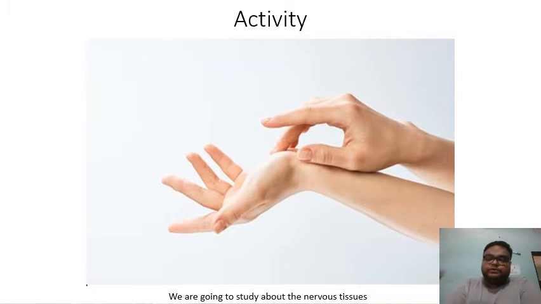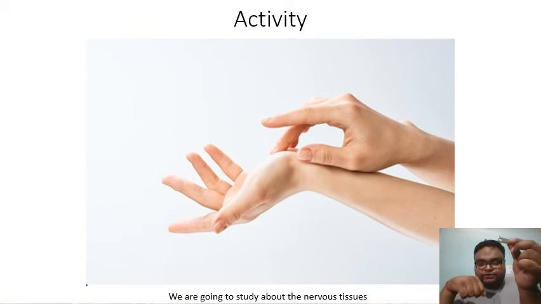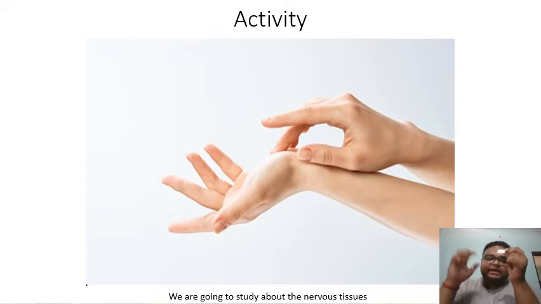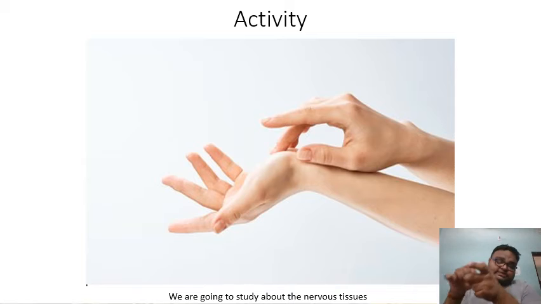Like suppose I have a piece of metal. When I touch this metal to my hand, it will give me a different sensation, but when I touch my finger to my hand, it will give a different sensation. So why is this happening? Is there some specific reason, or what type of tissues are involved in this process? Do you know about this tissue, students?